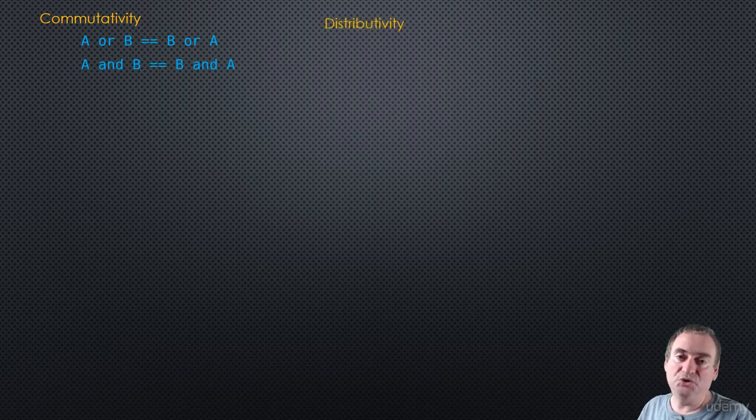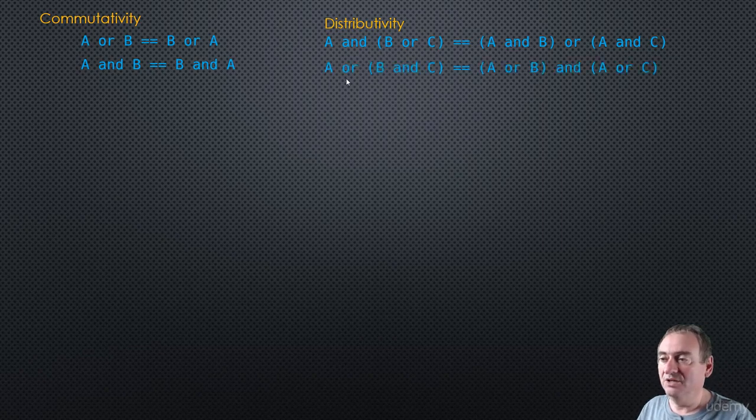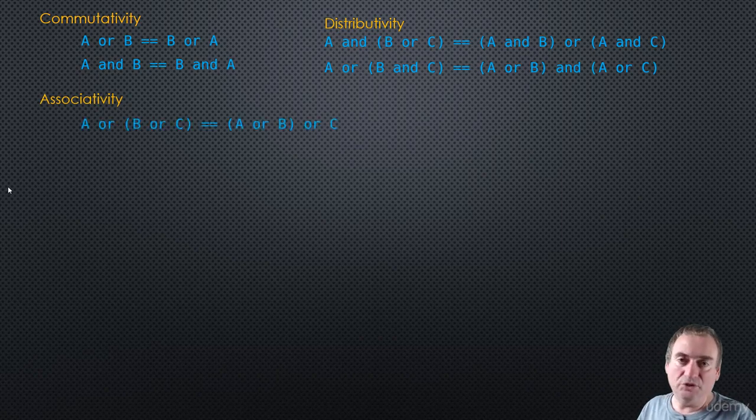We also have distributivity. So A and (B or C) is the same thing as (A and B) or (A and C). We can distribute this A throughout this expression inside the parentheses. And then same thing here. A or (B and C) is (A or B) and (A or C). So hopefully you've seen all these things before. I'm just refreshing your memory. Now we also have associativity.